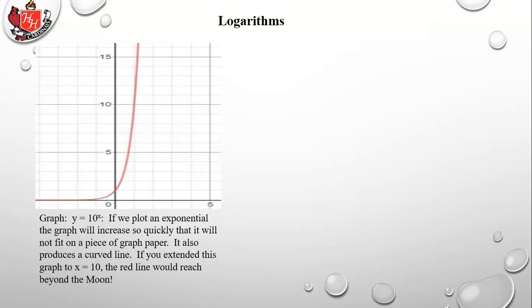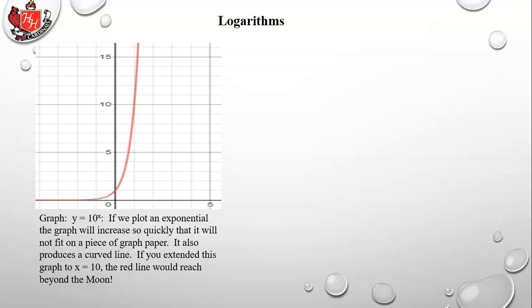Okay, so now if you were to graph the function or the data that was on the left, so here's a graph of y equals 10 to the x. So if we plot an exponential, the graph will increase so quickly that it will not fit on a piece of graph paper. It also produces a curved line.